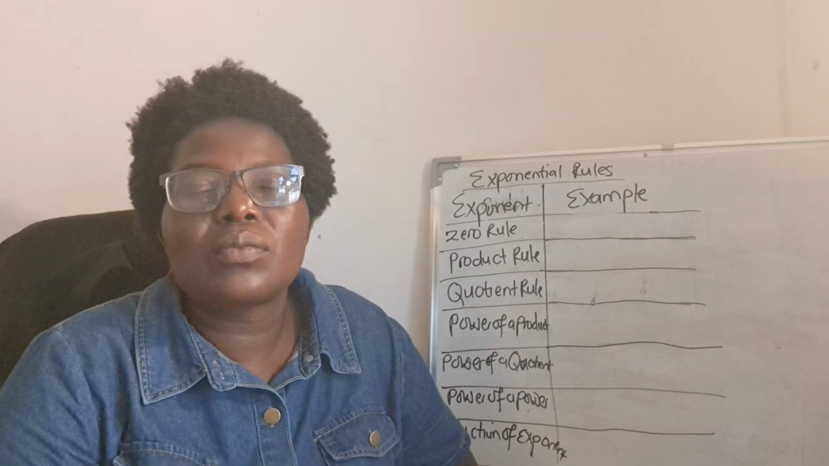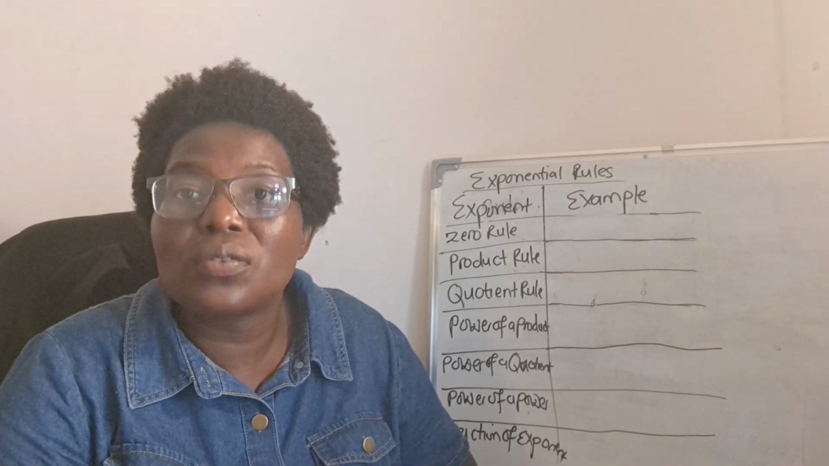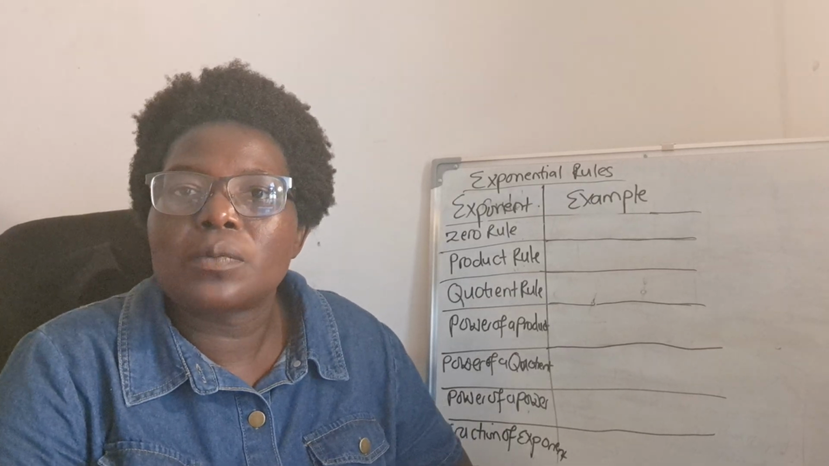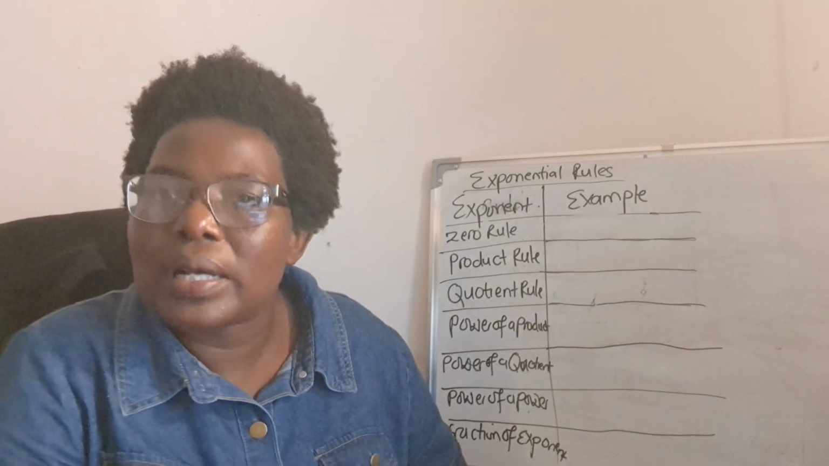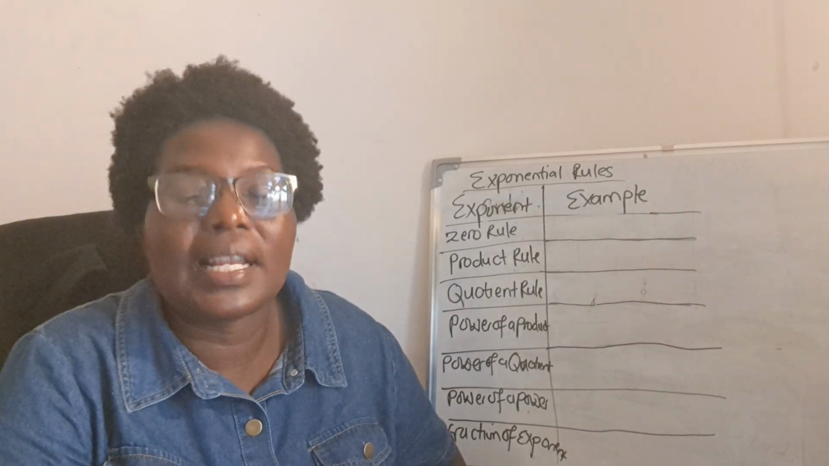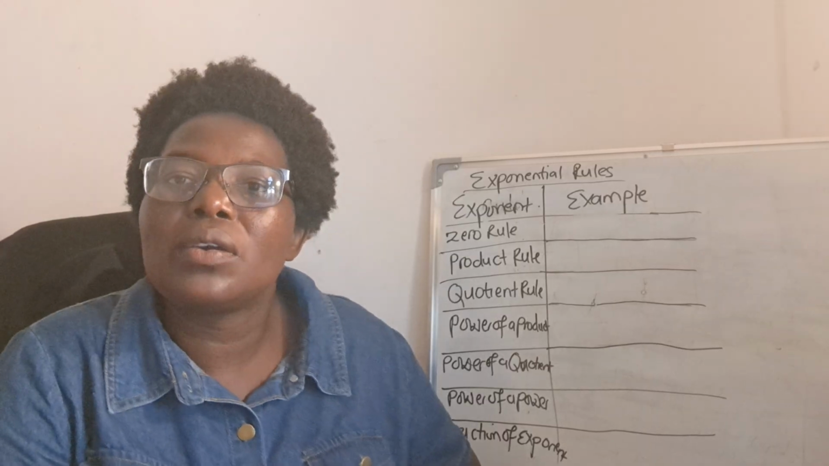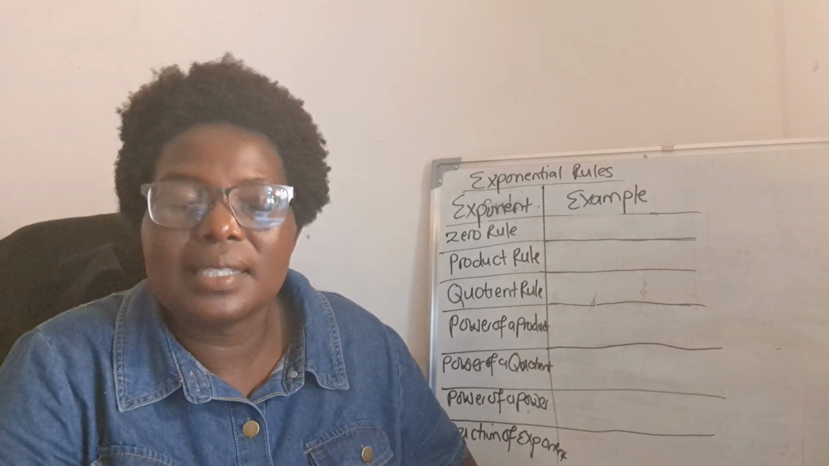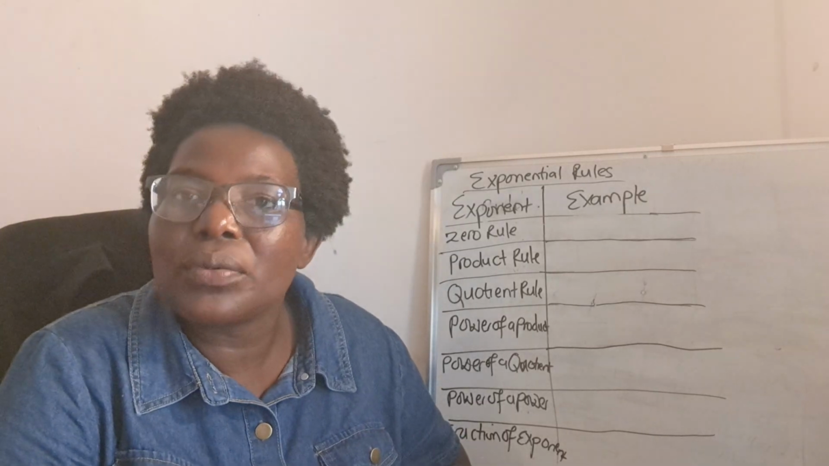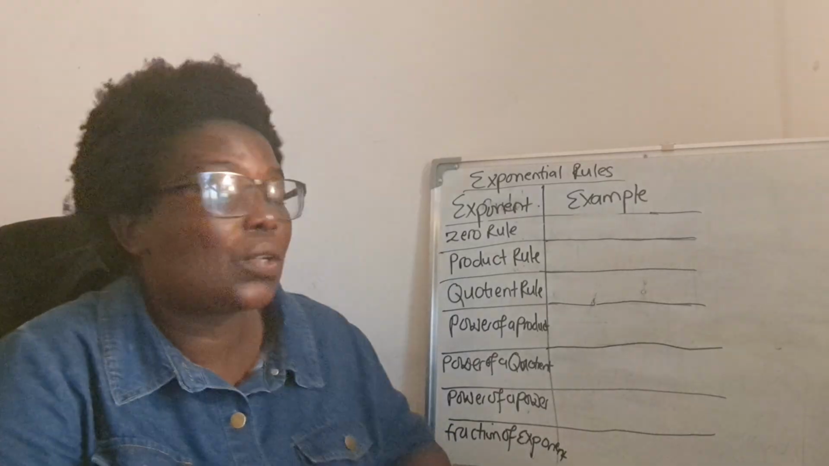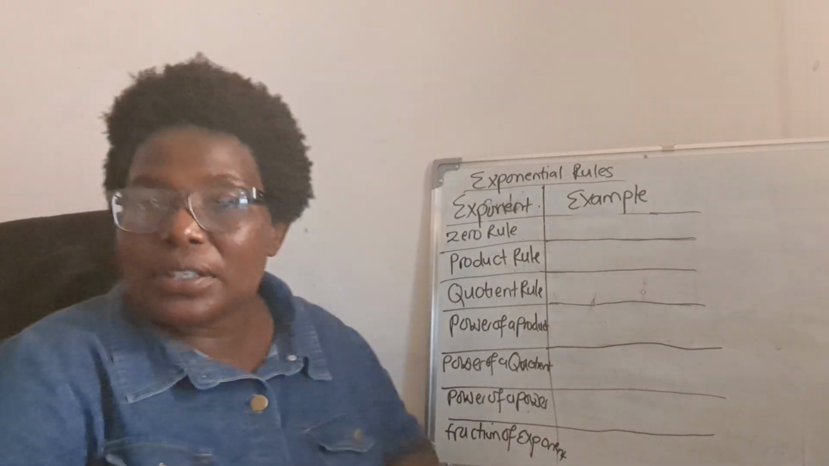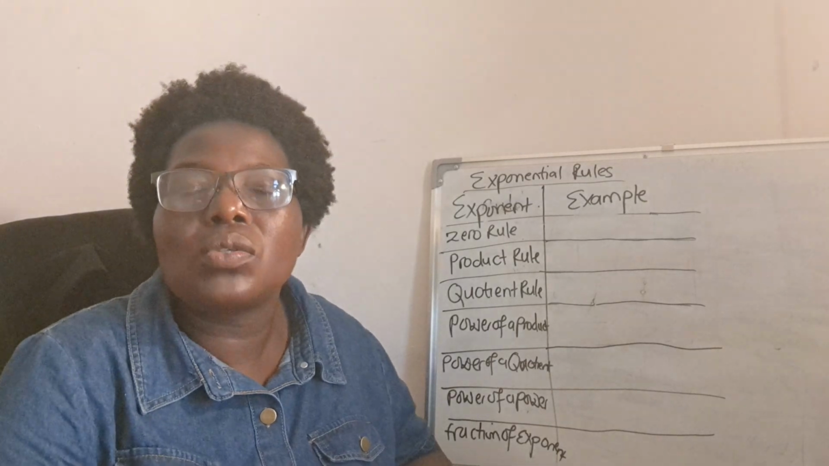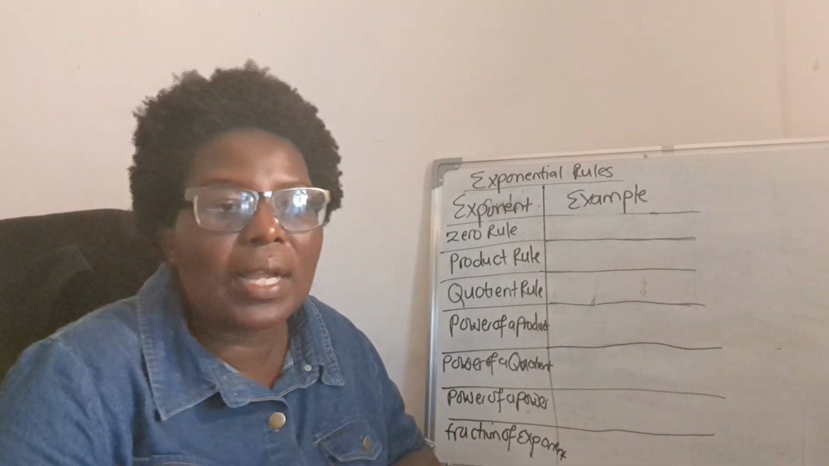So in mathematics, we have certain rules that we need to follow. When we're talking about exponential, we're talking about powers. I think this is how you understand it better, how we always refer to it. With the exponential, we have about five to seven rules that you must follow, and we're going to apply them as we go along.